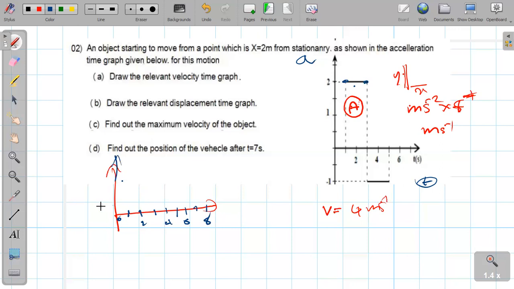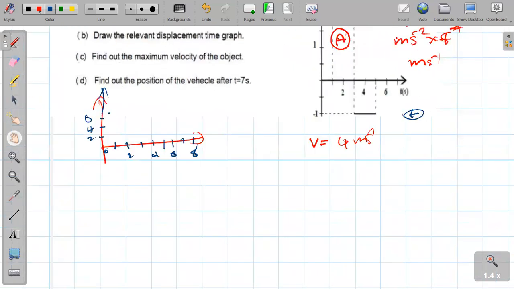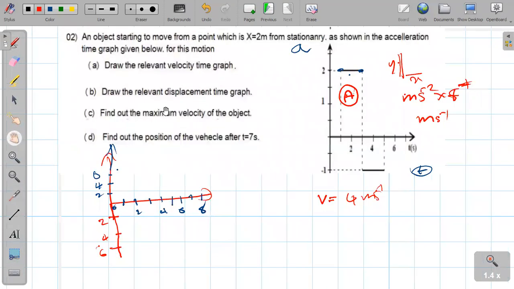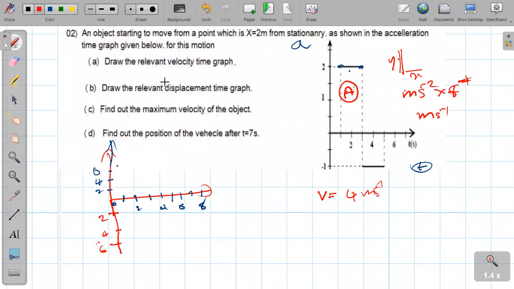Here on the velocity axis we mark 2, 4, 6, and in the negative axis 2, 4, 6 again. We might not need those. So now draw the relevant velocity time graph for this one. You started from 0, and at the time of 1 second you started and reached some velocity of 4.